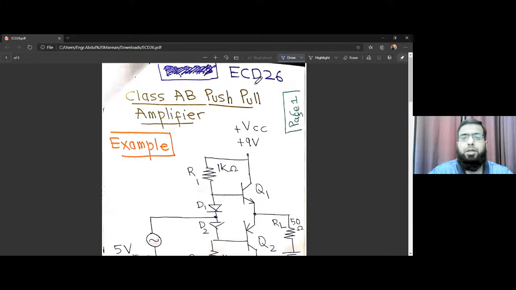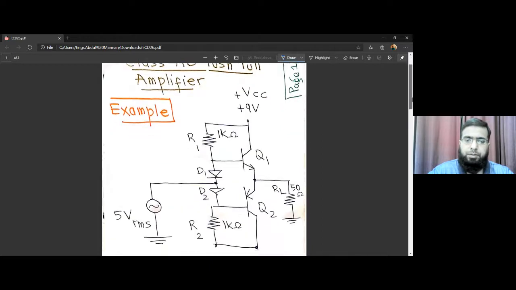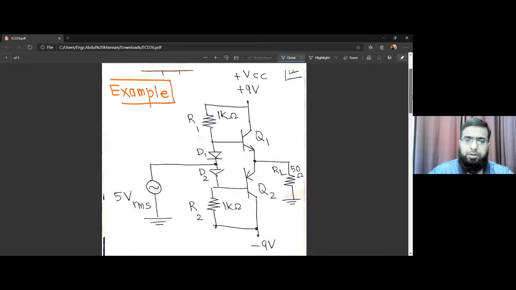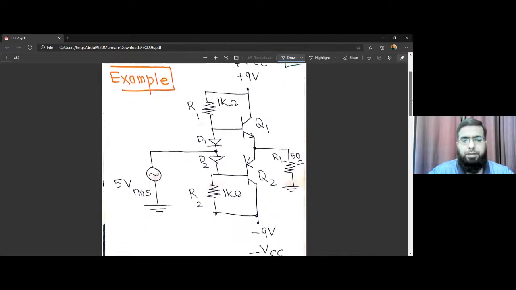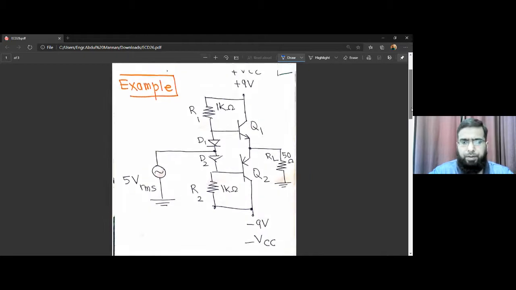Welcome to the 26th lecture on electronic circuit design. We have been studying class AB push-pull amplifiers in our last few lectures, and we have studied the dual supply and the single power supply based systems, as well as the Darlington pair based amplifier. In this lecture, we will solve an example related to the dual power supply system.